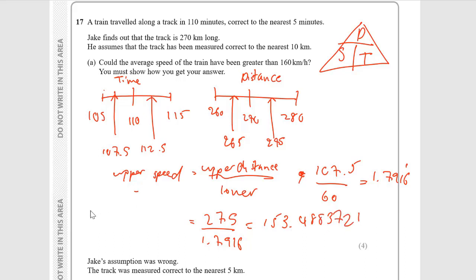0.488371. So no. So remember the question is, could the average speed of the train have been greater than 160? So no. Average speed not over 160 kilometers an hour, because this was the upper speed and we got 153.